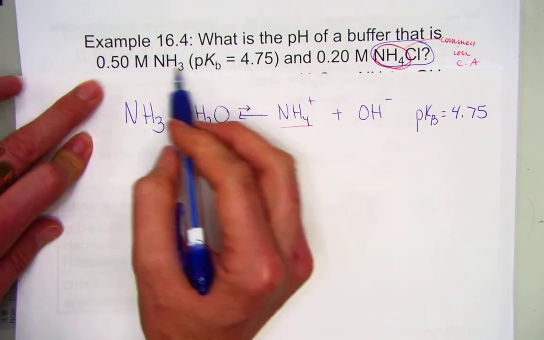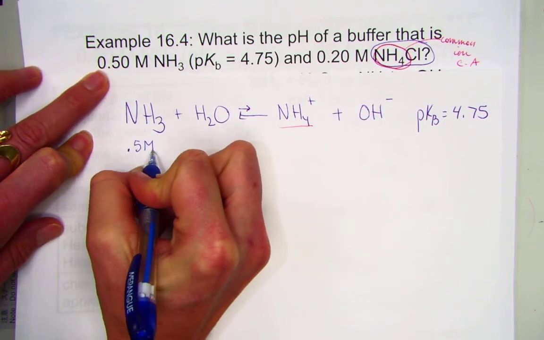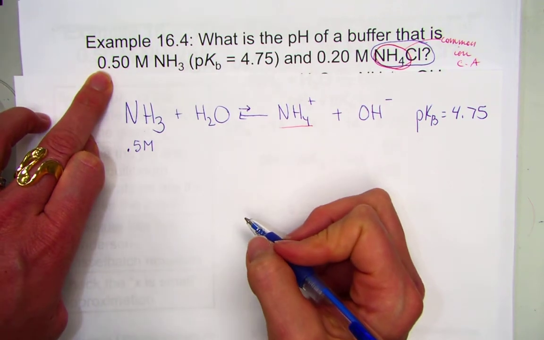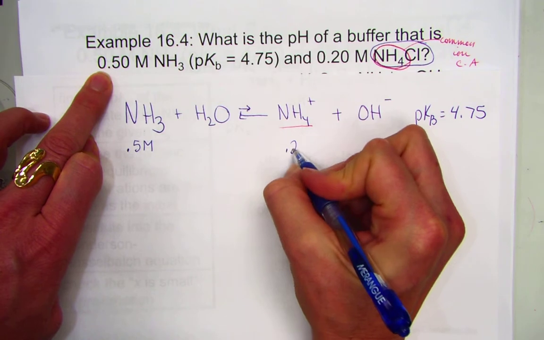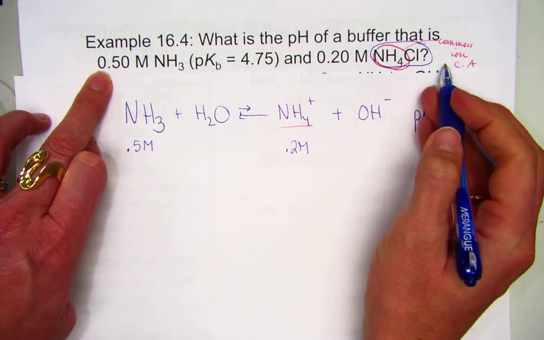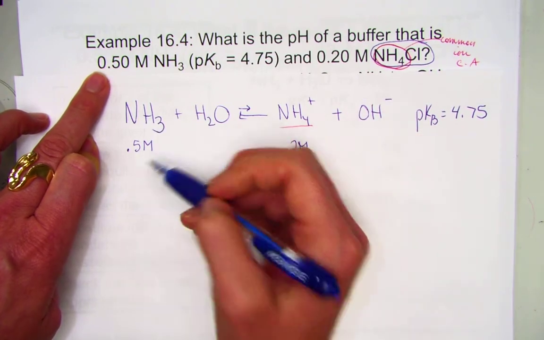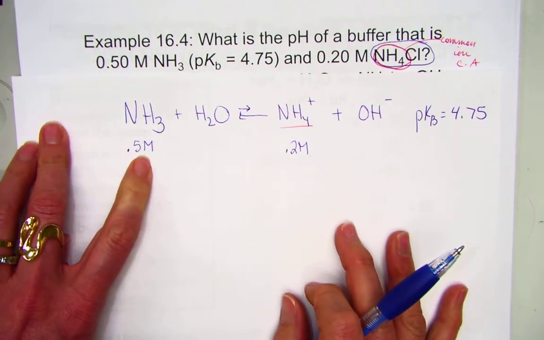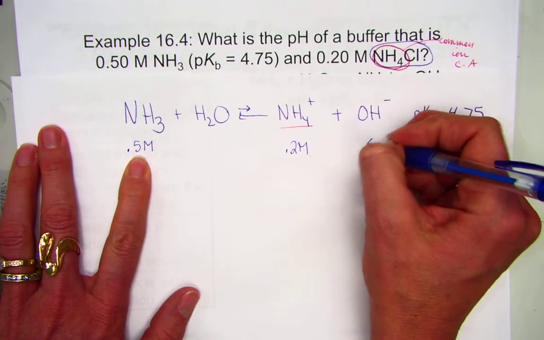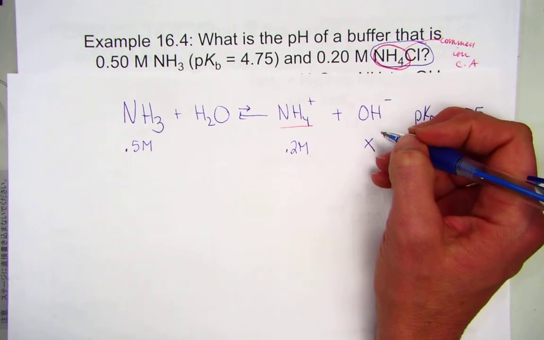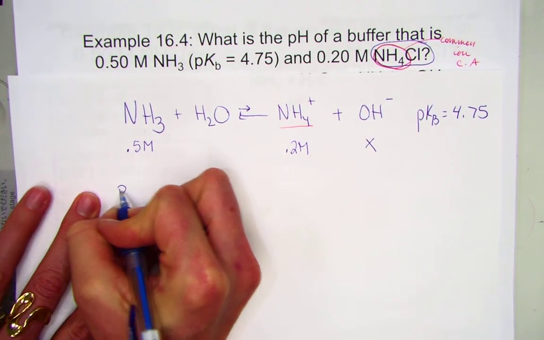We know that 0.5 moles of ammonia is placed into a solution with 0.2 mole ammonium chloride. The common ion is 0.2 molar for ammonium, 0.5 molar for ammonia. We'd like to know the pH. Let's give X the value for hydroxide. Just the expression, just to get us back in gear.